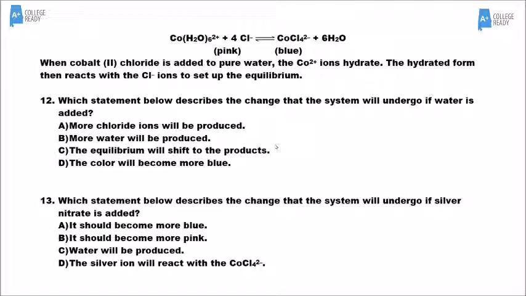Number 13 references the same equation up top. If you add silver nitrate, notice neither silver nor nitrate is actually in the equation. So what would silver do to the equation? Well, silver chloride is extremely insoluble. So since you would be adding silver nitrate, the silver would bind to the chloride and precipitate out. So effectively, the silver would remove chloride ions from solution. If you remove something from one side, it shifts towards that same side. So if you took away chloride ions, then it would become more pink.